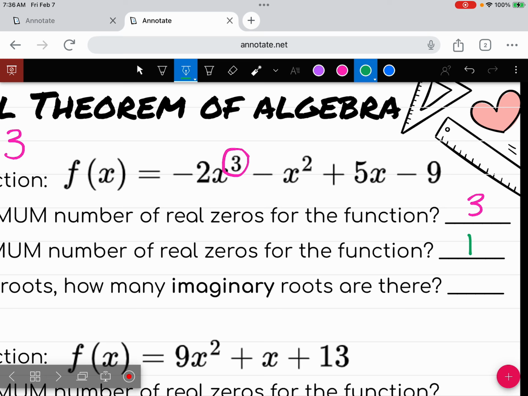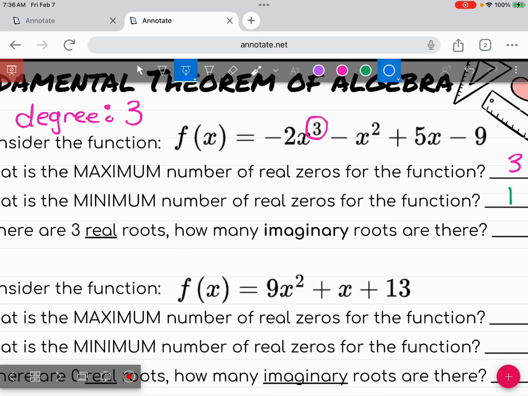And the last one is just saying, all right, if we have this information, so if I have 3 real roots, we know the number of real roots plus the number of imaginary roots has to equal the degree. That's what the very last statement on the first page said. Over here.